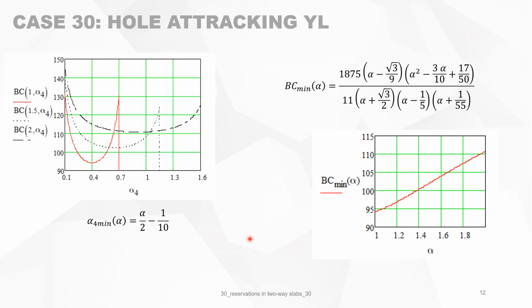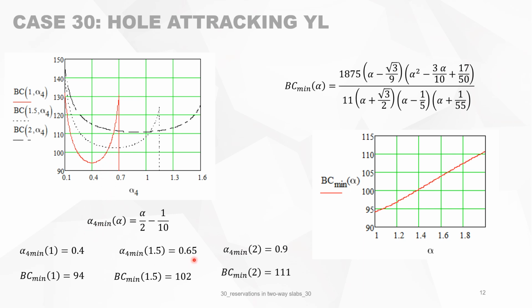The alpha 4 minimum means that this is the alpha where you have the minimum bearing capacity. This is, for instance, this point here. For alpha equals 1, you will see that alpha 4 minimum is 0.4. This is this point here. The bearing capacity is there 94. For the next, alpha 1.5, you will see that the alpha 4 where the bearing capacity is minimum is 0.65. And for alpha equals 2, alpha 4 minimum is 0.9, and the bearing capacity is 111.